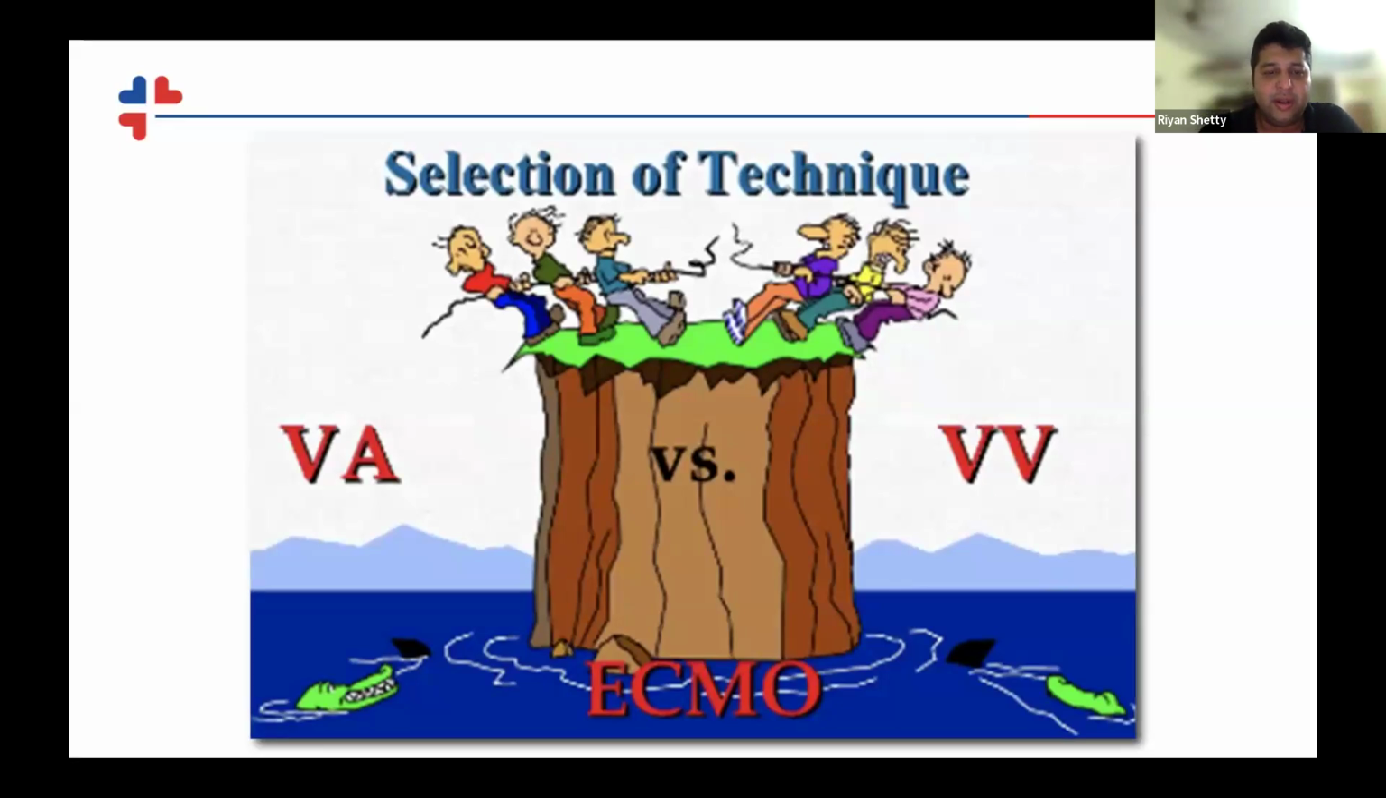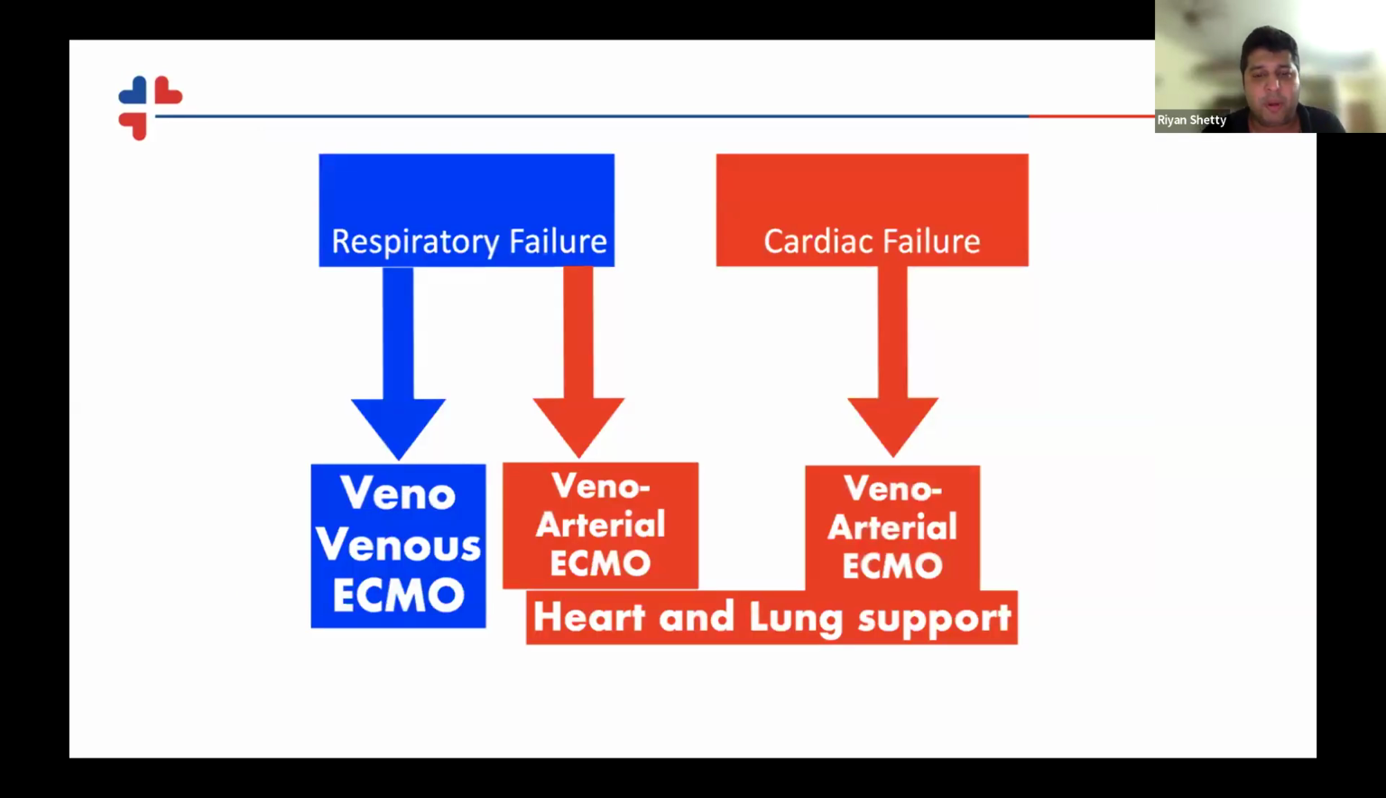Constantly, there is also a debate about VA versus VV ECMO. I want to simplify it to the audience today. All patients with cardiac failure who fall on the right side here will need veno-arterial ECMO for heart and lung support. If you have a pure respiratory failure, you just need veno-venous ECMO.